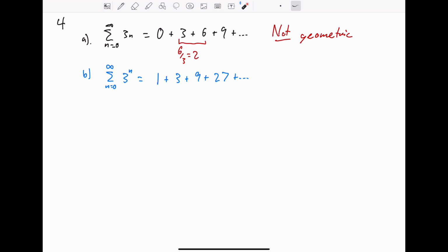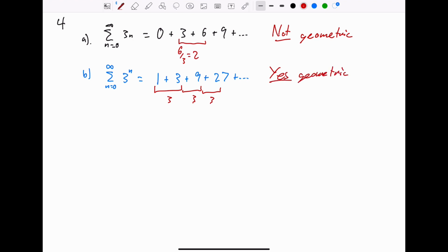Let's again look at consecutive terms. To get from 1 to 3, we multiply by 3. So we have a ratio of 3 between these terms. To get from 3 to the next term, do we have the same ratio? Well, yes, because if I multiply 3 by 3, I get 9. So I have a common ratio of 3 here. Also from 9 to 27, another common ratio of 3. So yes, this is geometric.